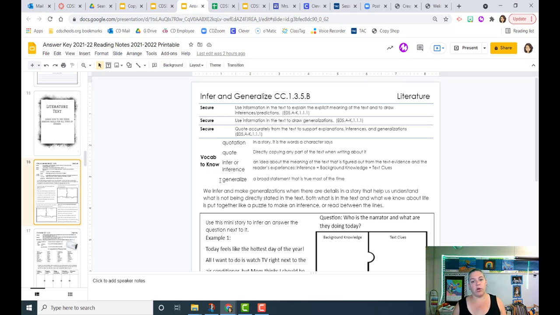And then generalize, a broad statement of something that is true most of the time. So you're making a generalization. It does not mean it's 100% never false. It means most of the time this is true. There might be exceptions.